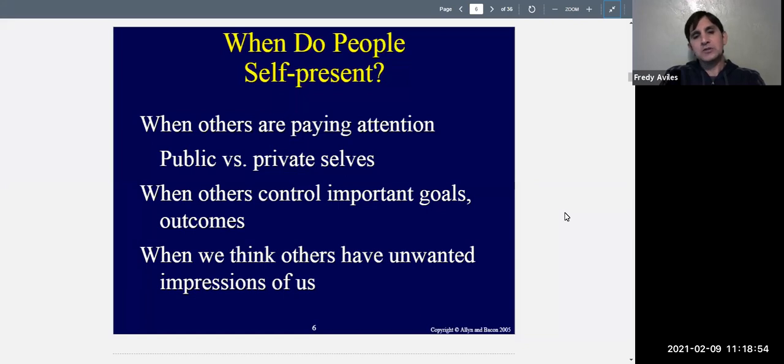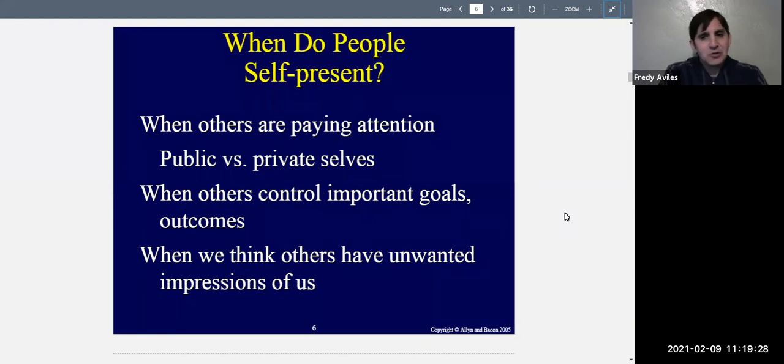When others control important goals and outcomes, yes, when other people have things that we want, whether it's a job, a date, money, sex, a car, or a ride, a favor, whatever it is, right? We're more likely to self-present, more likely to show ourselves off in a certain way. Not really show off, but present ourselves in a certain way, because we want to be the kind of person who deserves that, okay?